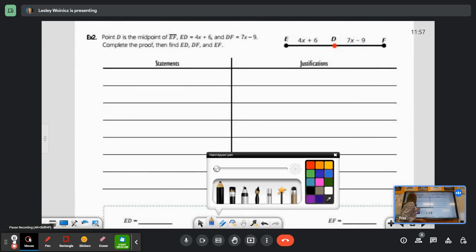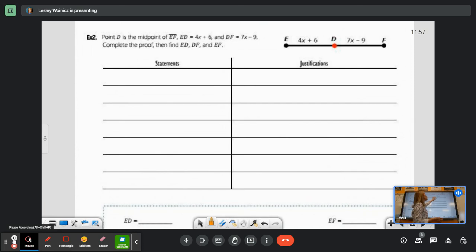I know you want another proof. I know you're like, that was so much fun on Thursday. When are we going to do some more proofs?